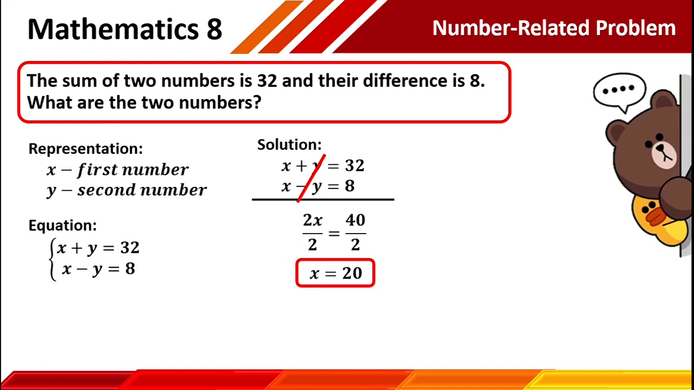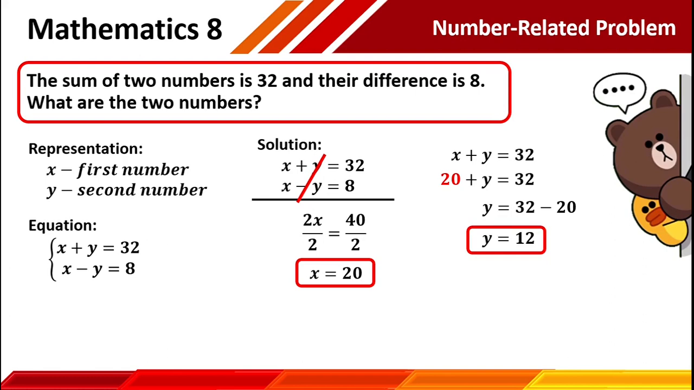And to find out the value of y, we can use equation 1 or equation 2. In this given, we will be using equation number 1. So just substitute the value of 20 to our x, so we will have 20 plus y is equal to 32. And using the addition property of equality, we will be transferring 20 to the other side, or we can deduct 20 from both sides. Therefore, we will have y is equal to 32 minus 20, leading us to y is equal to 12. Therefore, the numbers that we are looking for are 20 and 12.